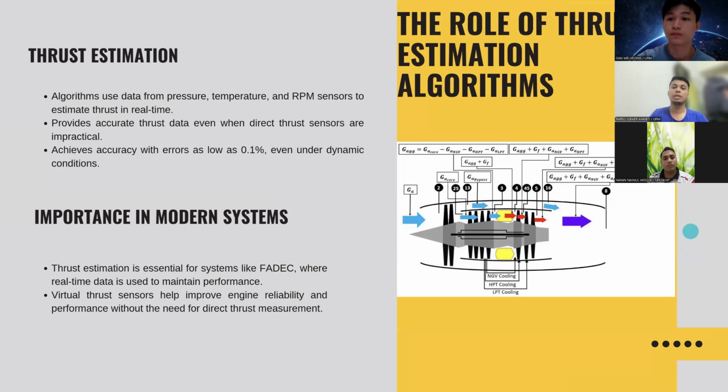And now we are going to talk about the role of the thrust estimation algorithms. For every other sensor and actuator, we use the thrust estimation. These algorithms use data from pressure, temperature, and RPM sensors to estimate thrust in real time and provide accurate thrust data even when thrust sensors are impractical. The importance of this is that thrust estimation is essential for systems like FADEC, where real-time data is used to maintain performance, and virtual thrust sensors help improve engine reliability and performance without the need for direct thrust measurement.